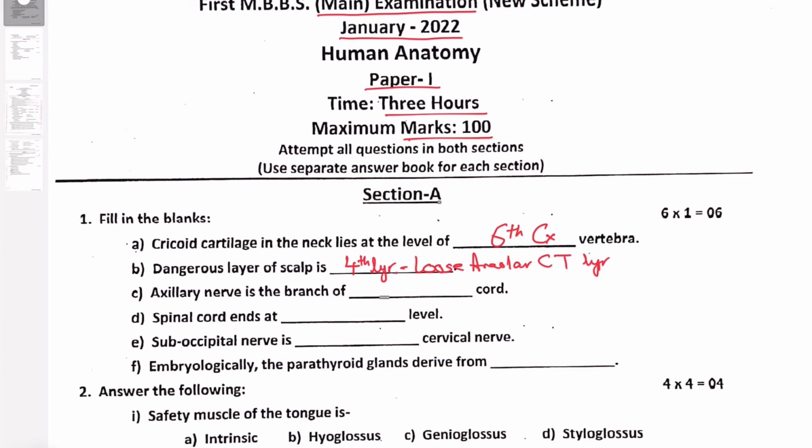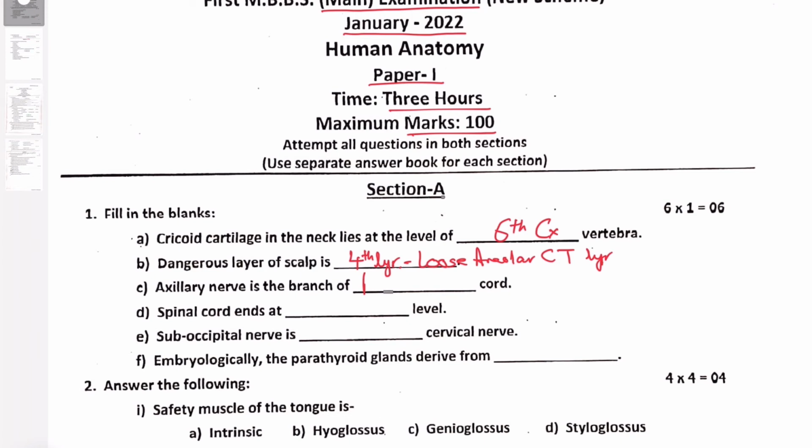Next, question number 1C. Axillary nerve is the branch of dash cord. Answer will be posterior cord of brachial plexus.